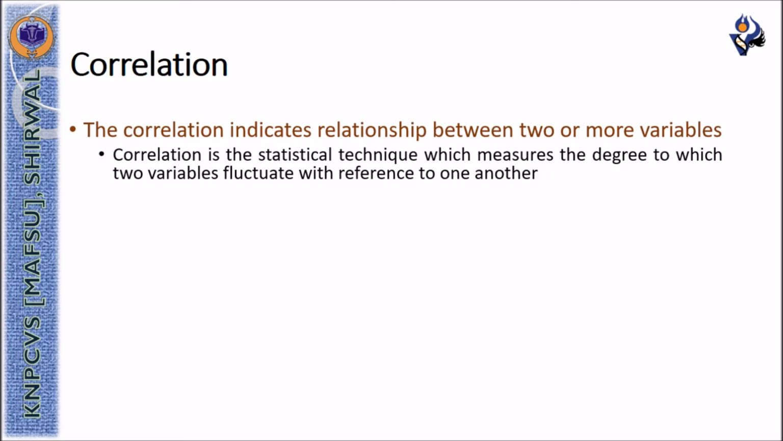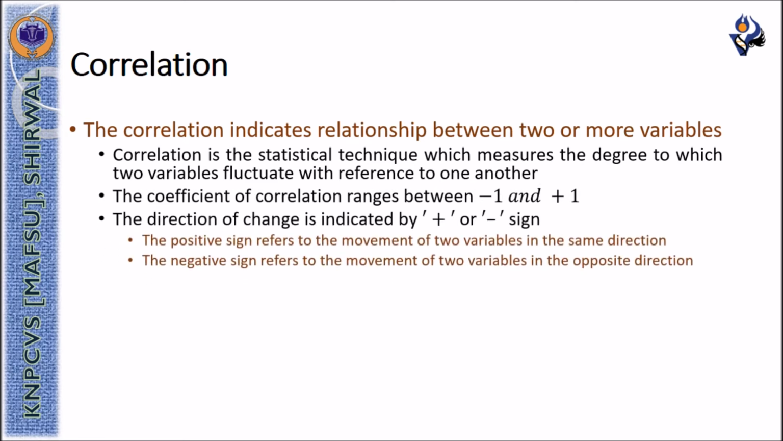Correlation is the statistical technique which measures the degree to which two variables fluctuate with reference to one another, and the correlation coefficient can be obtained with the formula Rxy is equal to covariance between variable x and variable y divided by standard deviation of variable x into standard deviation of variable y.